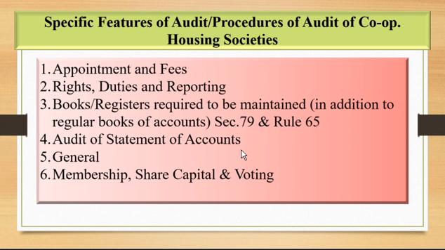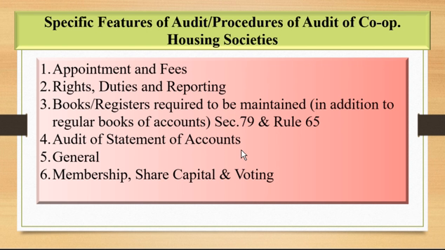Then the next specific feature or procedure is books or registers required to be maintained in addition to regular books of accounts, section 79 and rule 65. In that, register of members in form I, list of members in form J, register of shares, then minutes books of general meetings and board meetings, nomination register, and register of audit objections and rectifications in form O, rule 73.